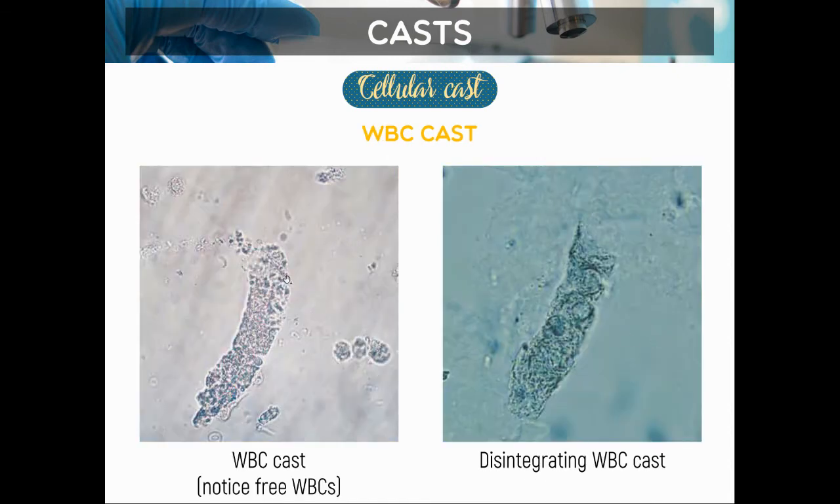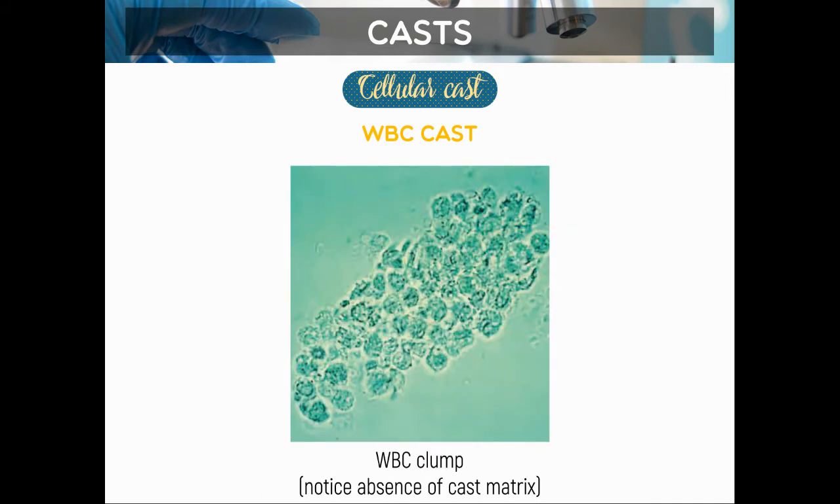So here we have our WBC cast. There are many WBCs inside the cast, with parallel sides and rounded ends, and there are also free WBCs outside. This helps you identify what type of cellular cast is present in the urine sample. Here we have a disintegrating WBC cast. As for the WBC clump, observe that it has no matrix and no form. Basically, the WBCs are just clustered together. So these are just WBC clumps.